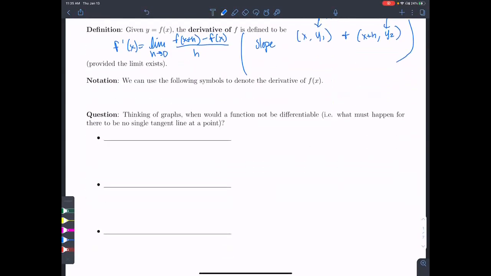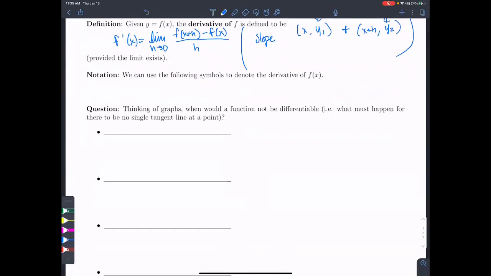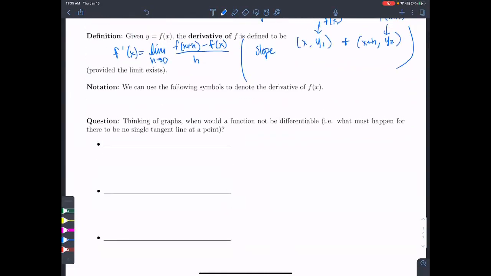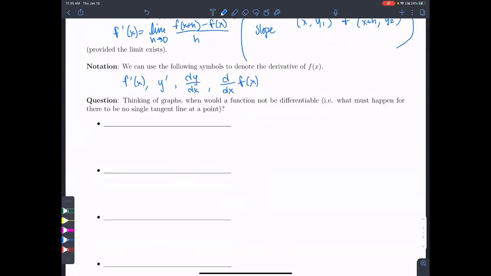So we use different symbols to talk about the derivative. You could use f prime of x. You could also call it y prime. You could do dy dx, the derivative of y with respect to x. d by dx of f of x, that's another way to write it. So all of these things mean the same thing, just take the derivative.